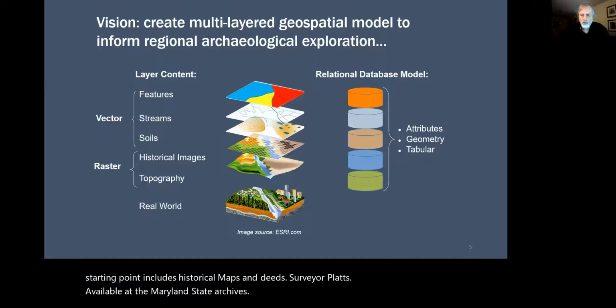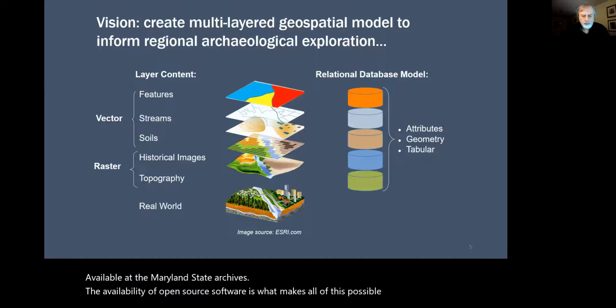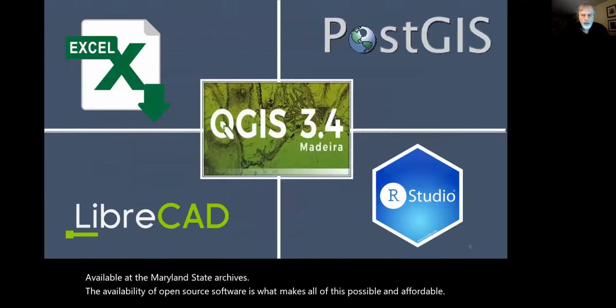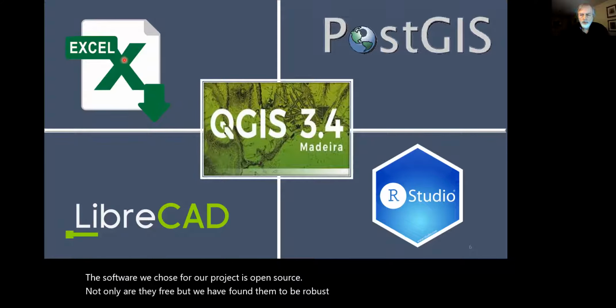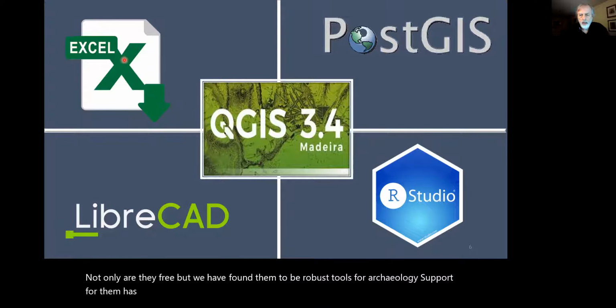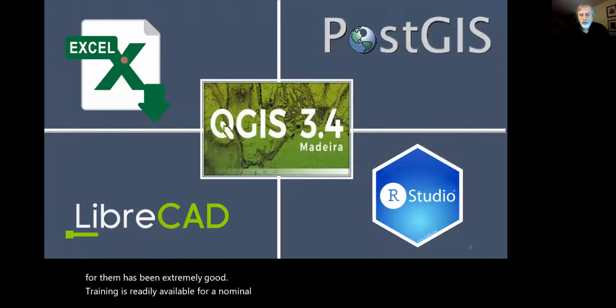The availability of open source software is what makes all of this possible and affordable. Except for Excel, the software we chose for our project is open source. Not only are they free, but we have found them to be robust tools for archaeology. Support for them has been extremely good. Training is readily available for a nominal cost, or in many cases, free on YouTube.